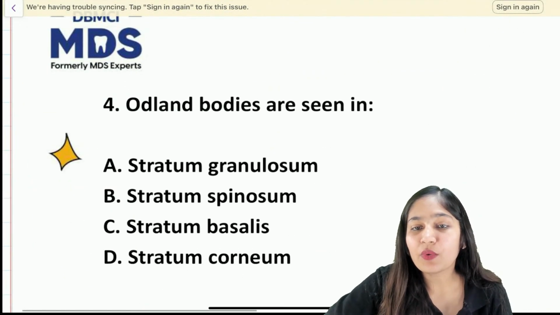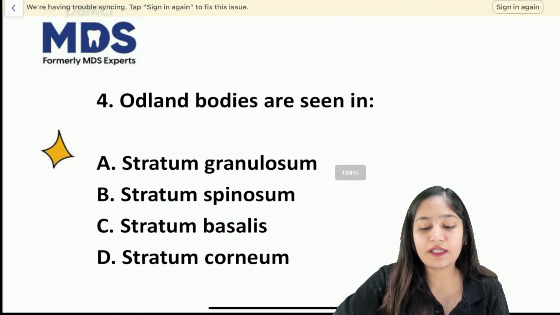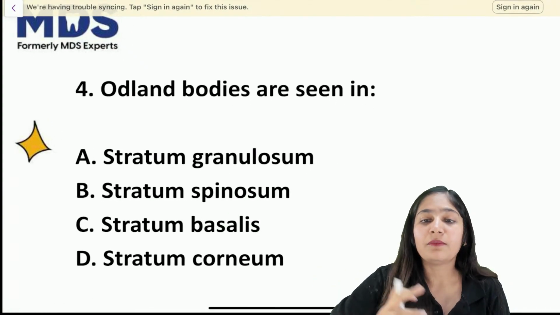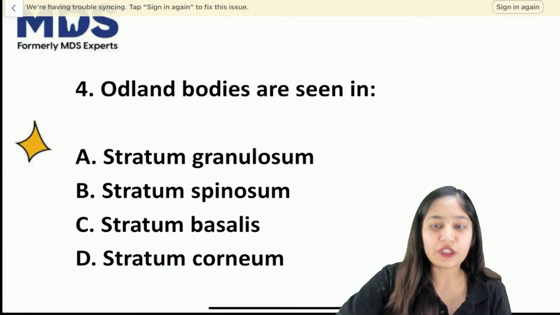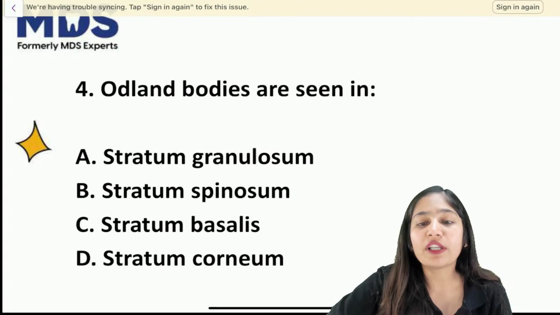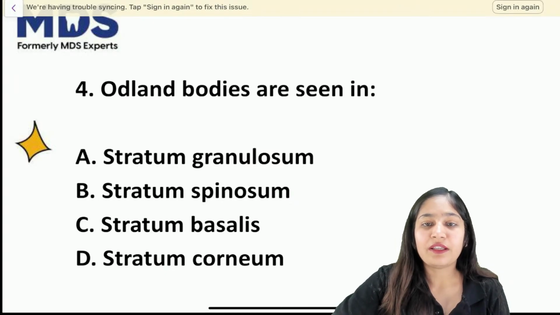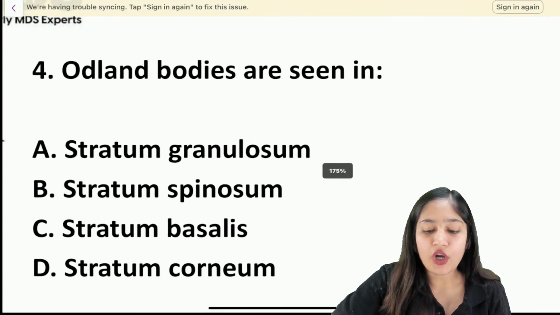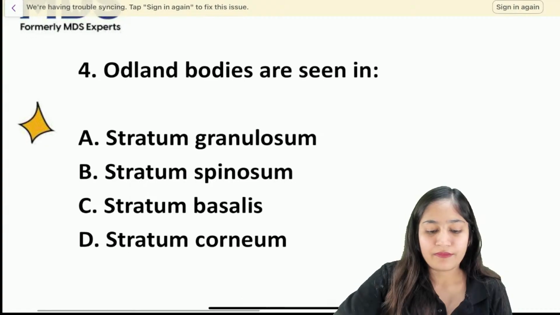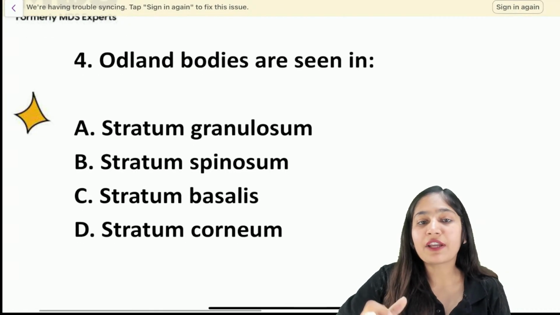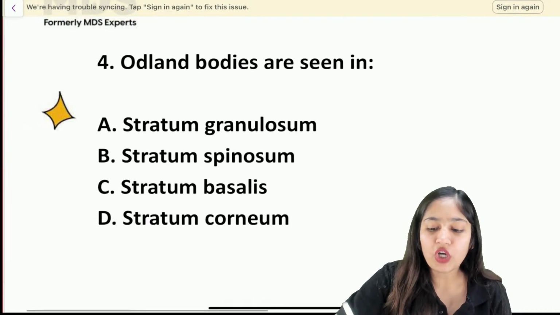So now coming to our next question. Again, I have seen in the Telegram group, most of you have doubt regarding these Odland bodies, right? That's why I have included this question here. So what are Odland bodies and where are they present? Odland bodies are present in which layer? This is a most commonly asked question amongst the students. They have a confusion regarding the presence of the Odland bodies.